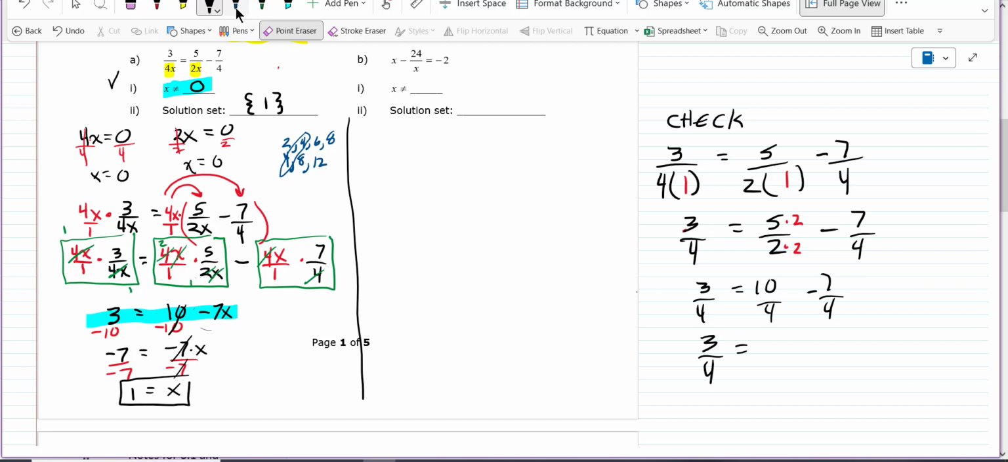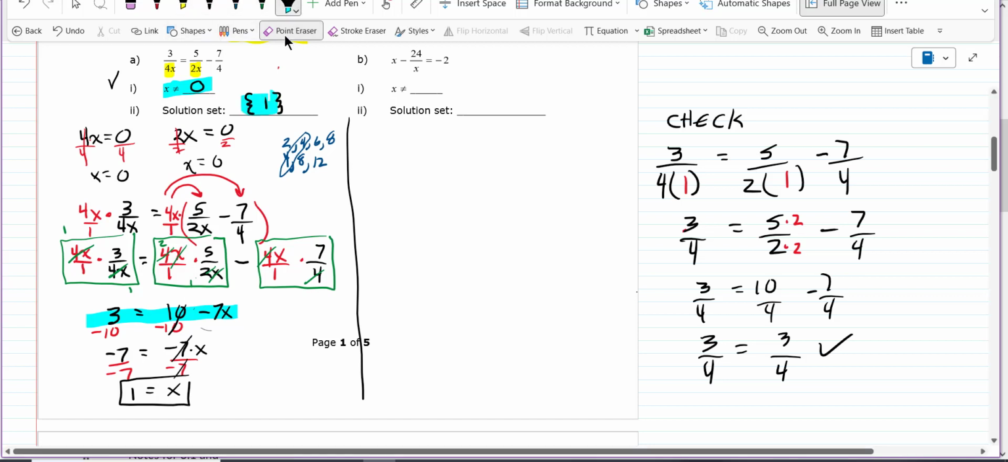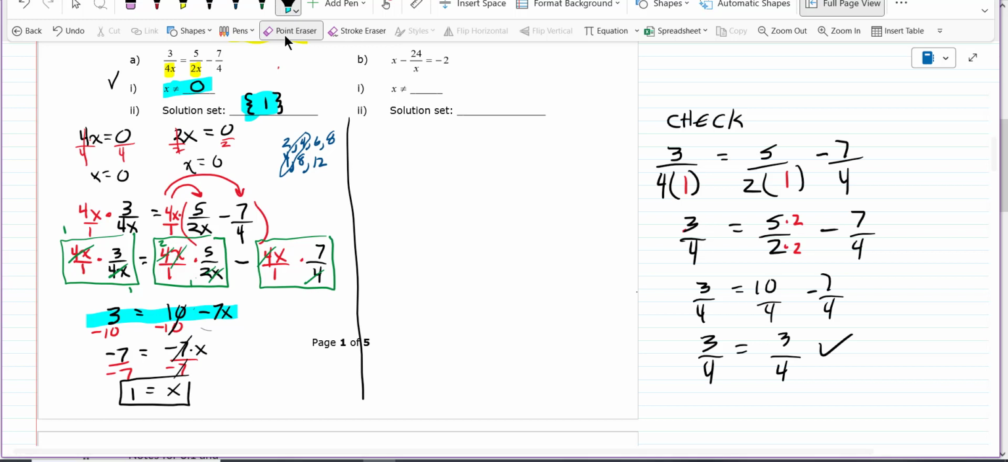Now that you have a common denominator, you keep the denominator. 10 minus 7 is 3. So you got a right answer to the problem. Okay, so it's important to know how to check your answer when you do an equation. You can always tell you're right. So we know without a doubt that this is our solution set. Okay, very good. Okay, next one.